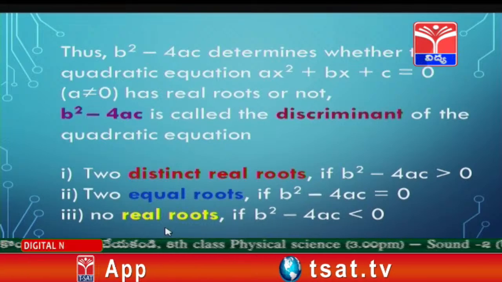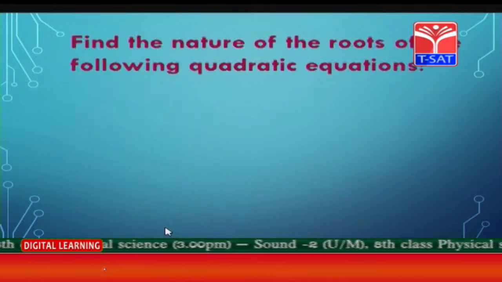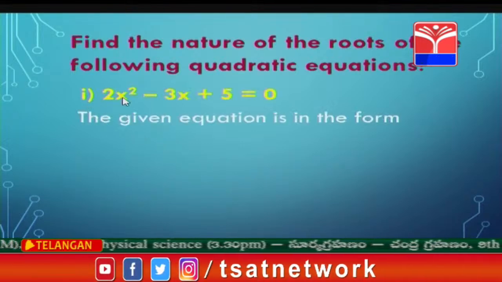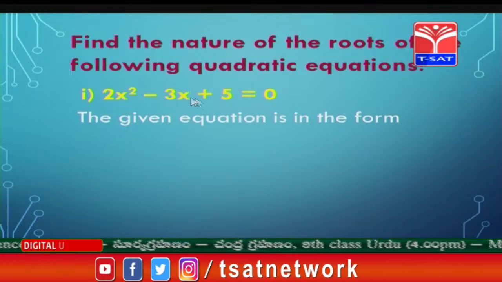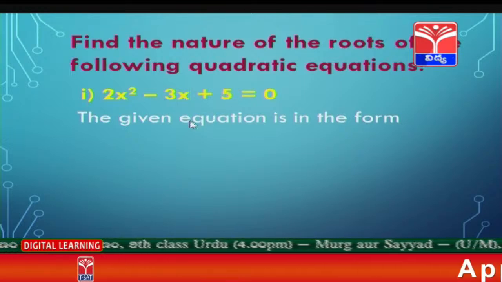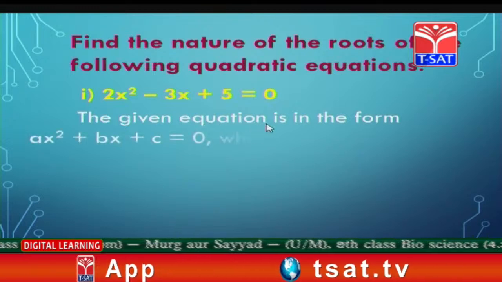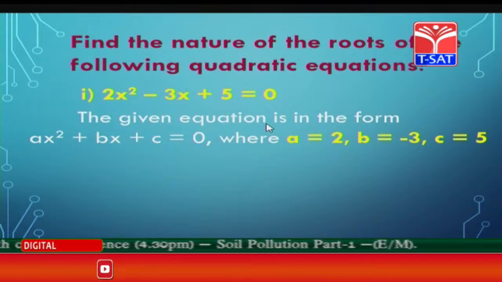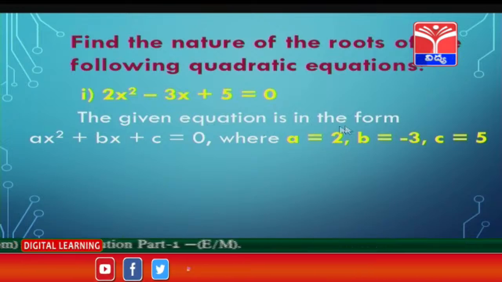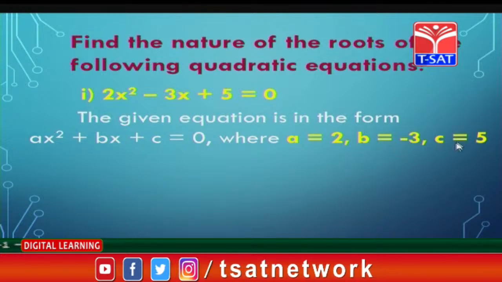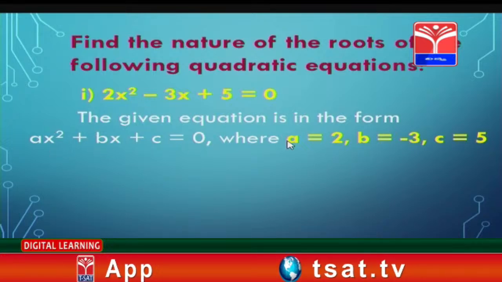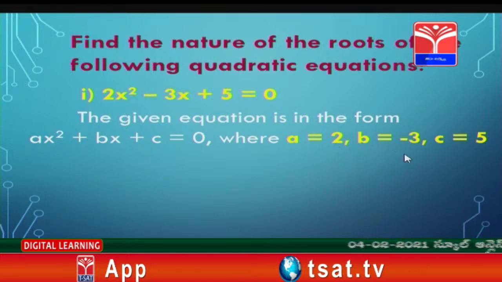Now, let us learn how to find the nature of the roots of the following quadratic equations. Look at the equation given there. 2x square minus 3x plus 5 is equal to 0. The given equation is in the form ax square plus bx plus c is equal to 0, where a is equal to 2, b is equal to minus 3 and c is equal to 5. When we compare the given equation with ax square plus bx plus c is equal to 0, we get a as 2, b as minus 3 and c as 5.